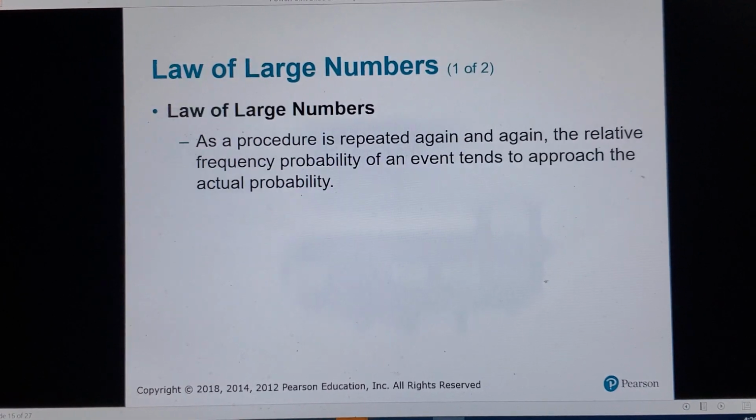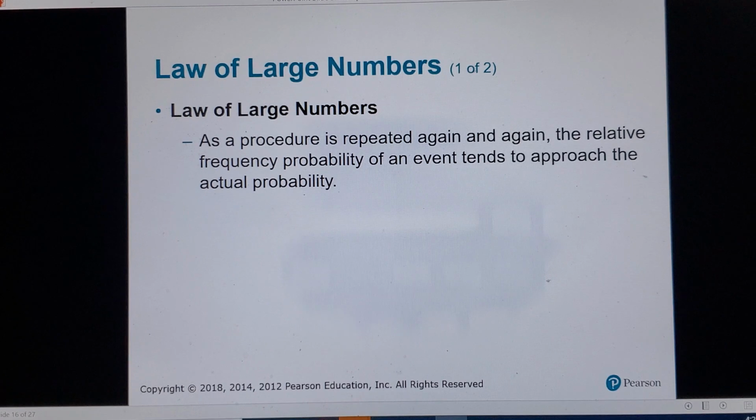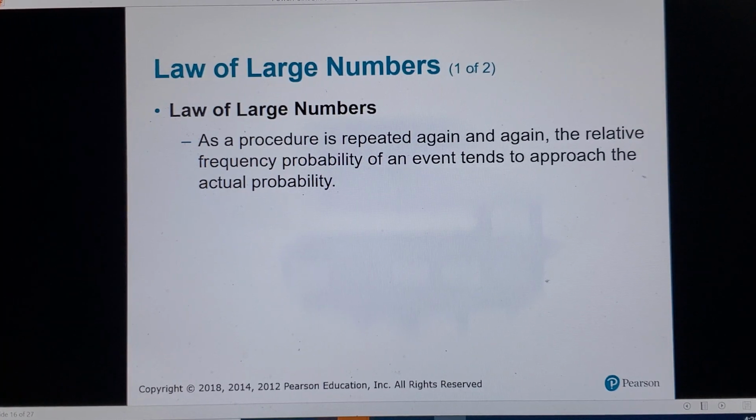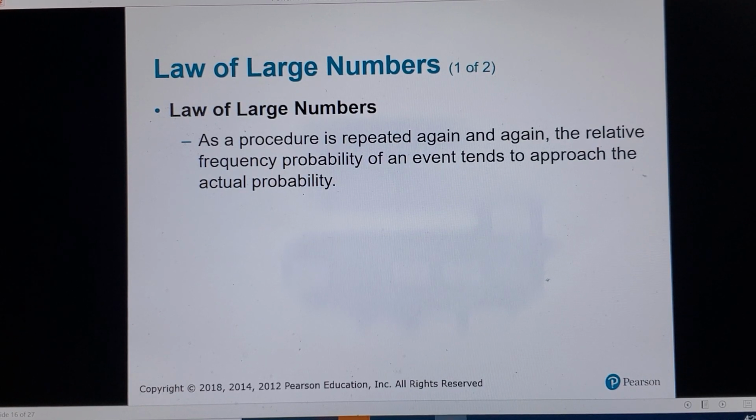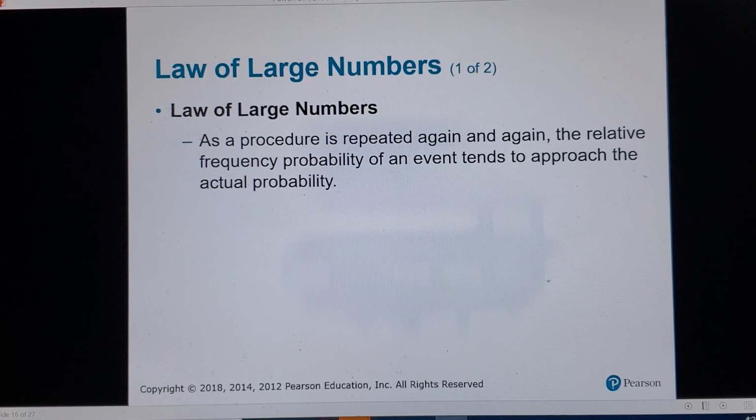So let's look at this idea where it says the law of large numbers. What this law of large numbers is saying is that if you continue a procedure long enough, you're actually looking at the outcomes. So, for example, flipping a coin. You're flipping the coin, you're seeing the outcome that you're getting. You're either landing heads or tails or whatever it may be, but you're actually seeing that outcome.